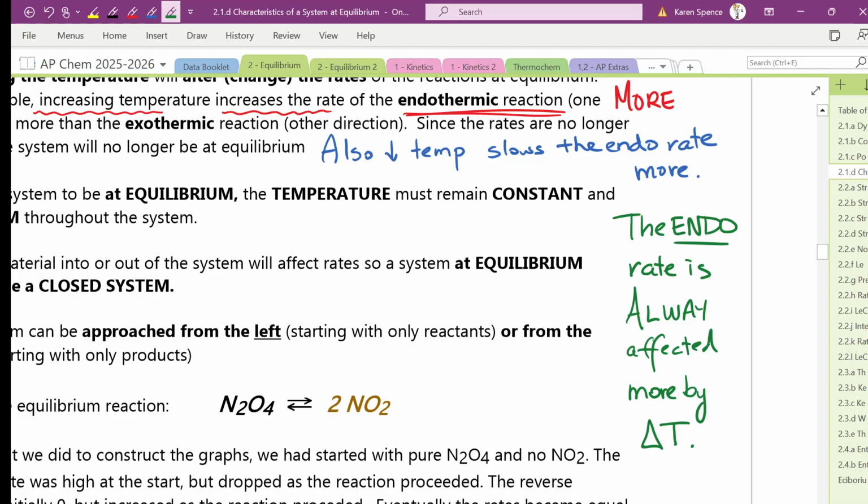So, in other words, if you're going to be at equilibrium, the temperature has to be constant because otherwise you're speeding up one rate more than the other. The rates are different and you're no longer at equilibrium.